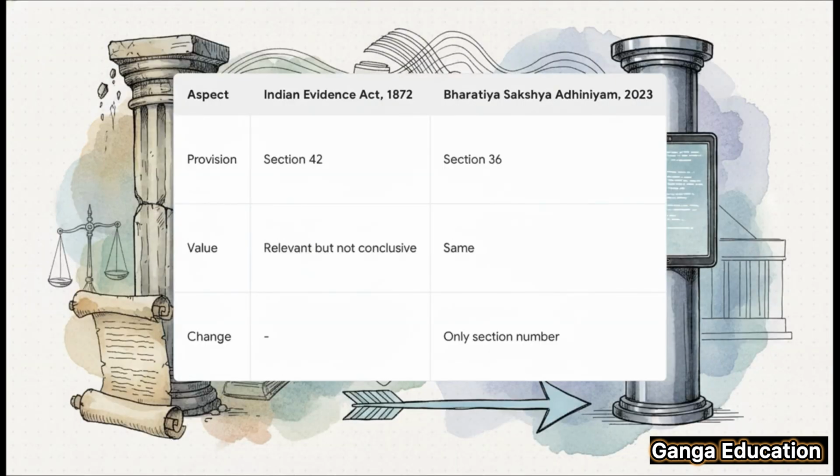Now, a quick point for those of you who have studied the old law. ये section पहले Indian Evidence Act of 1872 का Section 42 था. Now, it has become Section 36 of the Bharatiya Sakshya Adhiniyam 2023. It's really important to know that the substance of the law hasn't changed at all. The principle is exactly the same. The only thing that's different is the section number.